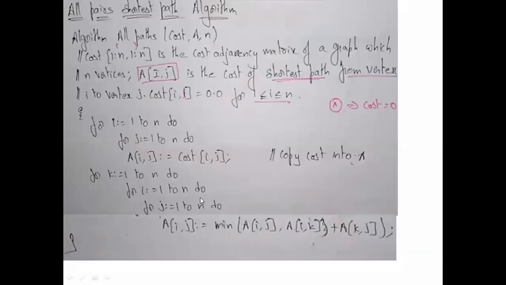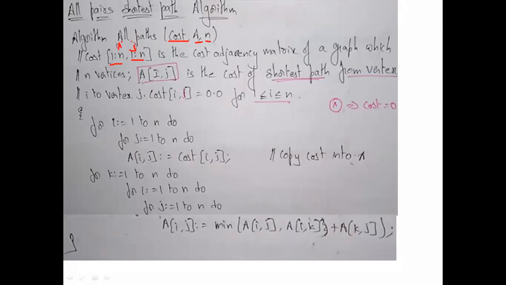Before solving the problem, let us know how the algorithm works. We have to find the cost matrix A, which contains n vertices, that is 1 to n. Here 1 to n is the i value and the j value. It is the cost adjacency matrix of the graph.